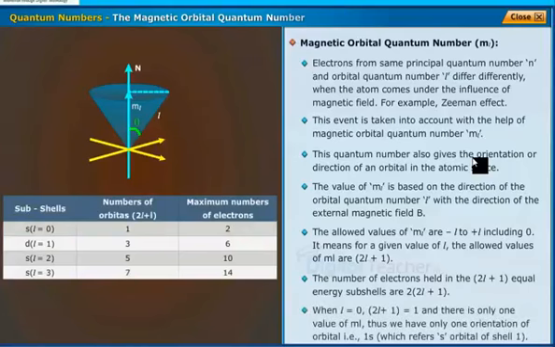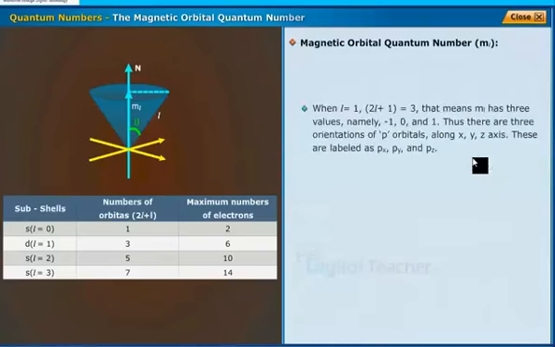When l is equal to 0, 2l plus 1 is equal to 1 and there is only one value of ml. Thus we have only one orientation of the orbital, that is 1s, which refers to the s orbital of shell 1. When l is equal to 1, 2l plus 1 is equal to 3. That means ml has three values, namely minus 1, 0 and 1. Thus there are three orientations of p orbitals along the x, y, z axes. These are labeled as px, py and pz.